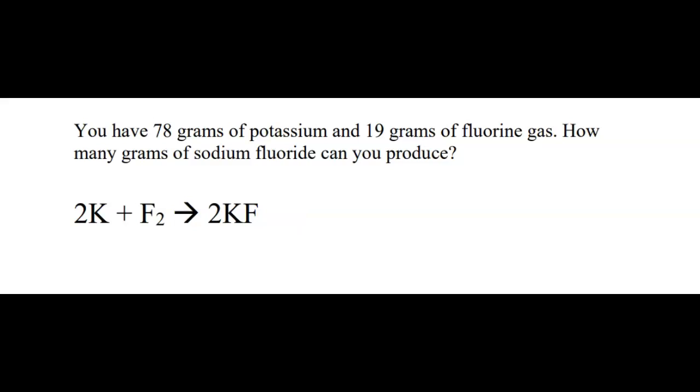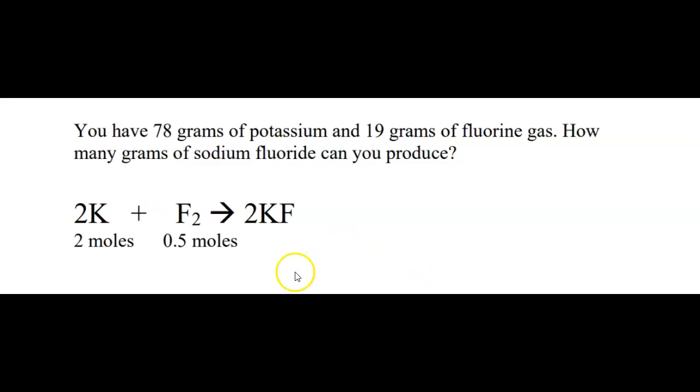But let's take a look here. You have 78 grams of potassium. Well, that turns out to be 2 moles. You have 19 grams of fluorine gas. Turns out that that's 0.5 moles. Now, remember, fluorine gas is F2. So if you're looking at the periodic table and it looks like the molar mass of F is 19, that's true. But the molar mass of F2 is going to be twice as big as that. In other words, 38. So 19 grams of fluorine gas is actually only half a mole of F2.